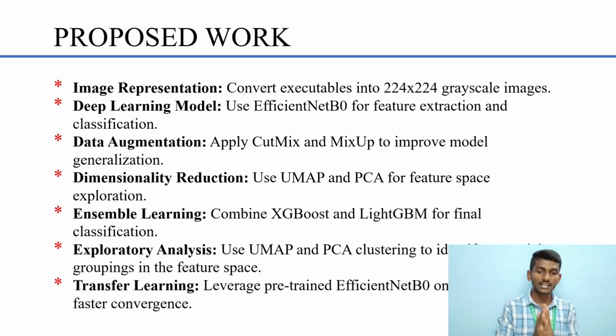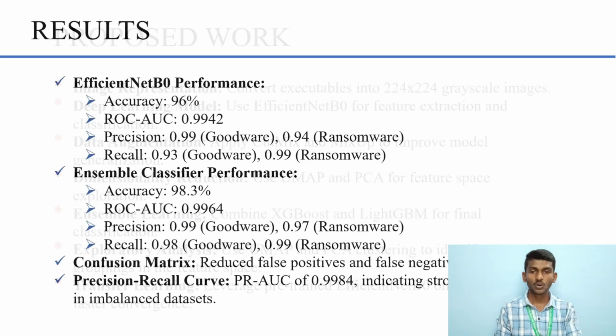And exploratory analysis, as I already said, UMAP and PCA. Already said to you, we compare that with the EfficientNet B0, and the EfficientNet B0 is not good. After applying the Ensemble classifications, the results are so good, so we use this. So move on to the next slide.